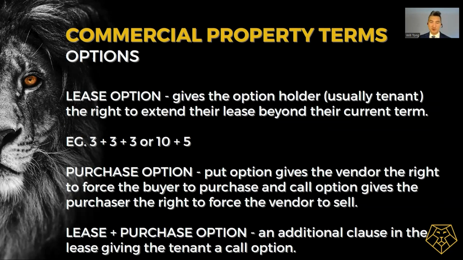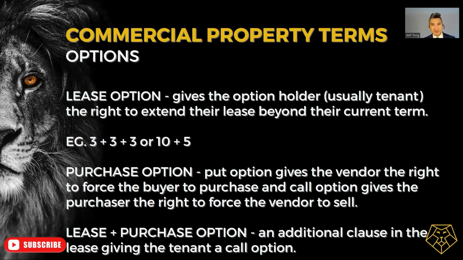Okay, so as an example, you might have seen these in the past. There are tenants that sign a 3+3+3 year lease or a 10+5 year lease. What that basically means is they've agreed to an initial term of 3 years, but they also have the option, or the right, to extend their lease for another 3 years and another 3 years after that. Or in this example, they've agreed to an initial term of 10 years and an option to renew the lease for a further 5 years.